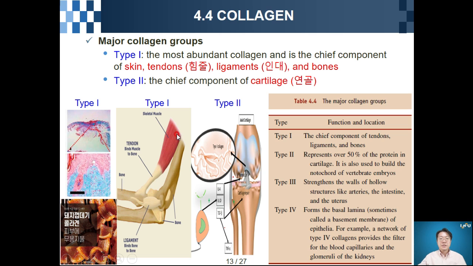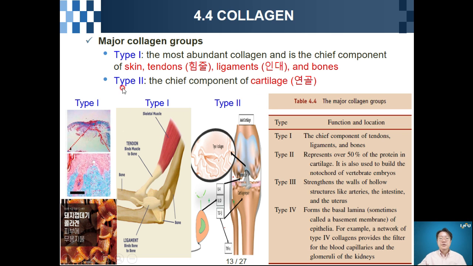And also here is tendon. This is tendon, this is muscle, and this is bone. So tendon binds muscle to bone. In Korean we call it 힘줄, and ligament we call it 인대. This one binds bone to bone. The major component of bone is also collagen.